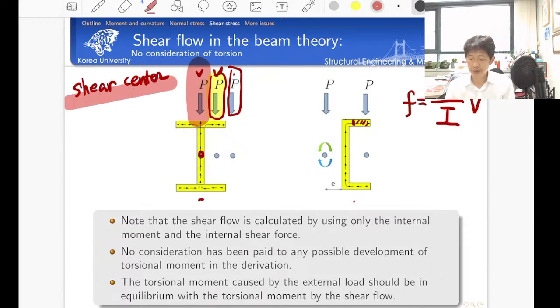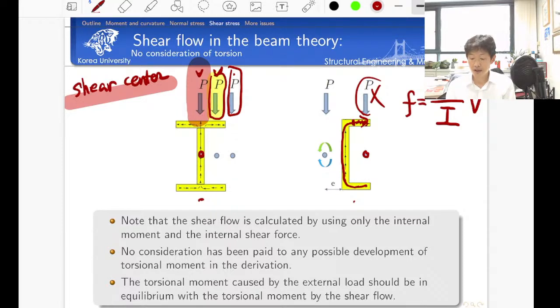And in the case of the channel section, look. As I told you, we must have this shear flow here, like this. The shear flow is like a turnaround, so it introduces some non-zero torsional moment. If you consider a reference point here, to satisfy the equilibrium of this non-zero torsional moment caused by the shear flow, we need to apply the load not here. If you apply the load here, the torsional moment produced by the external load is equal to 0. That's why we cannot satisfy the force equilibrium caused by the shear flow.